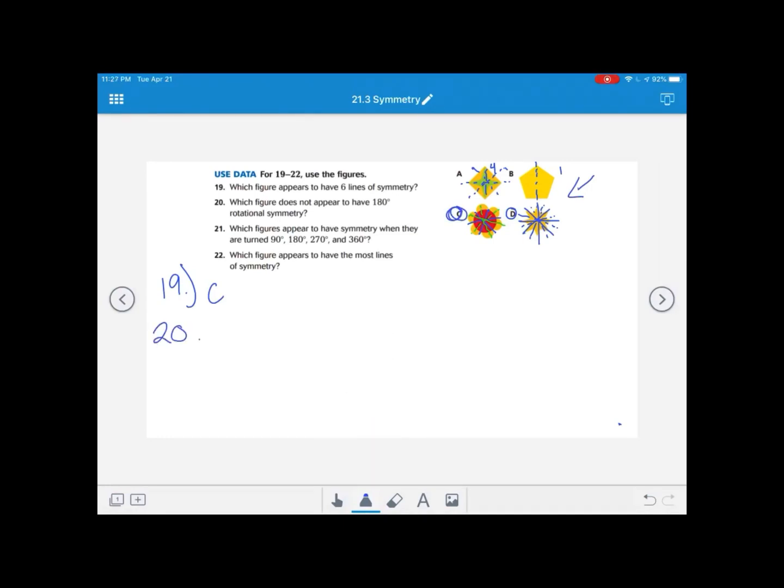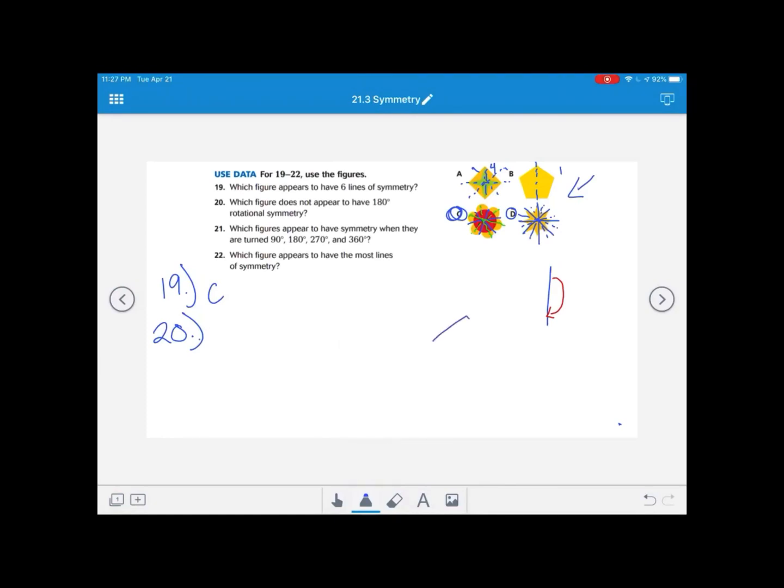Number 20. Which figure does not appear to have 180-degree rotational symmetry? So that means that if we were to take it and rotate it on a line, so halfway around a circle, so basically flipping it upside down. So which one, if we flipped it upside down, would not be able to be symmetrical? So I'm going to draw out those shapes for you and flip them around.